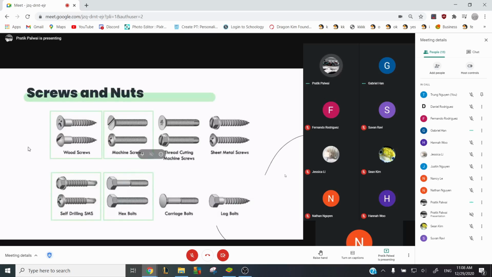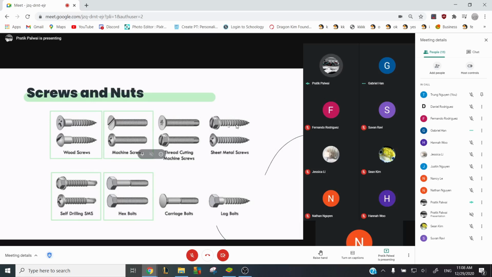Okay, so screws and nuts. Wood screws are used for wood. They have heavy coarse threads. They cut into the wood and hold the screw against it. And machine screws are like most bolts. They have a constant diameter across the entire thread length. Thread cutting machine screws cut their own threads.